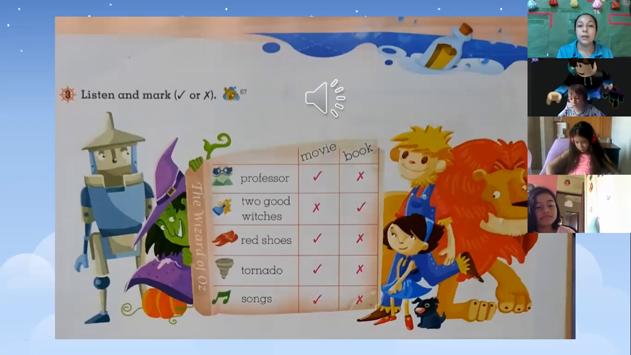In the movie, there was one good witch. But in the book, there were two good witches.